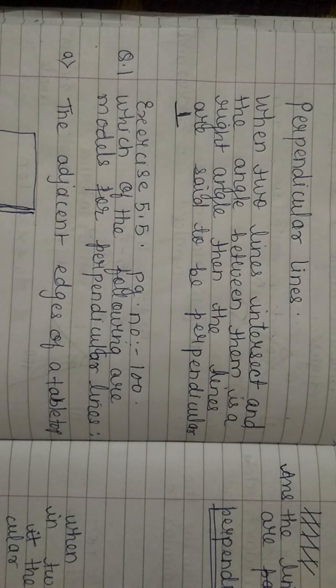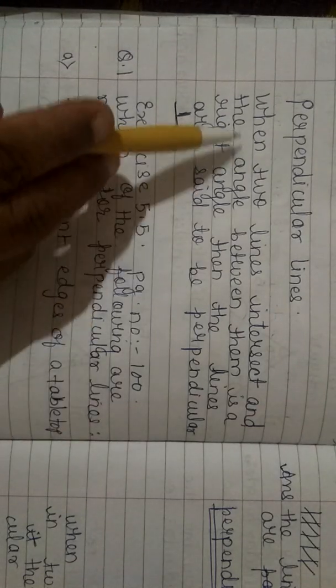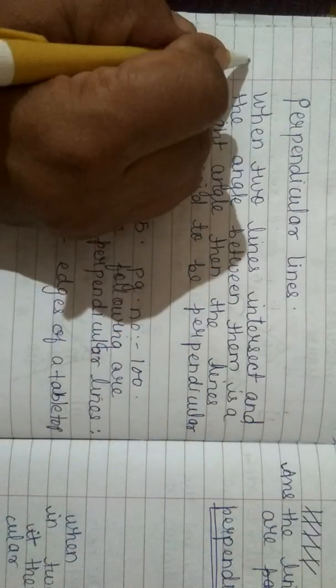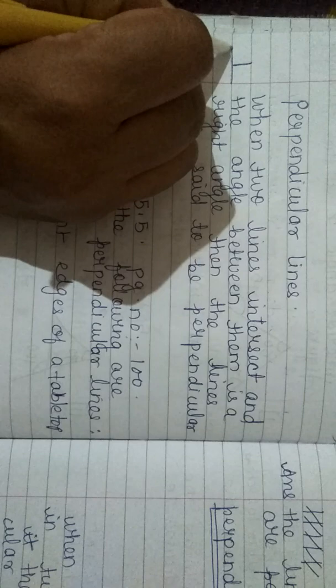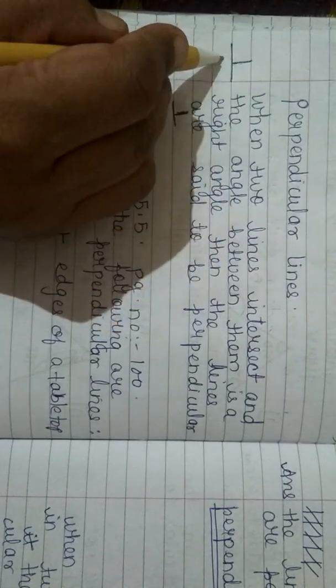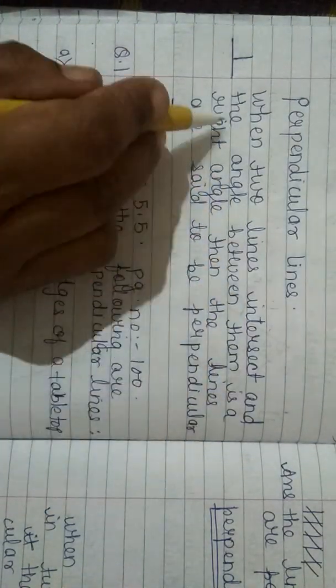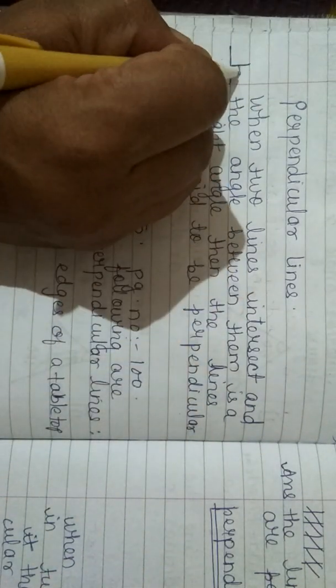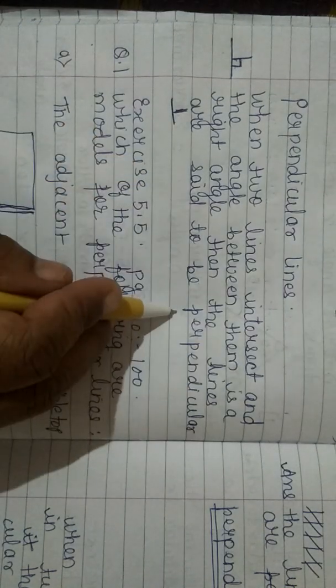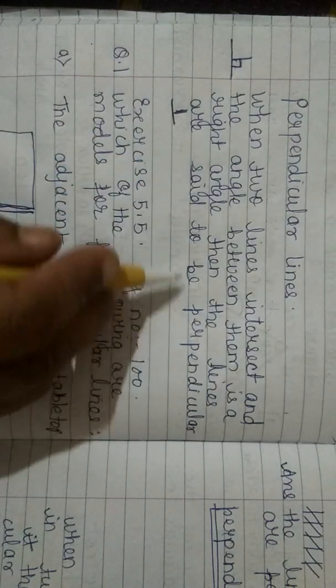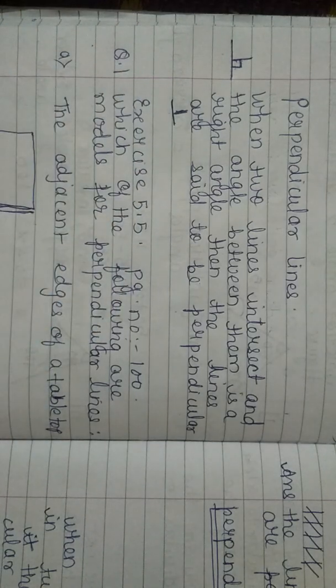Now children, when two lines intersect and the angle between them is a right angle, then the lines are said to be perpendicular lines. Again I am repeating, when two lines intersect, this one line and this another line, this is the second line, and the angle formed between them is a right angle, then these lines are said to be perpendicular.